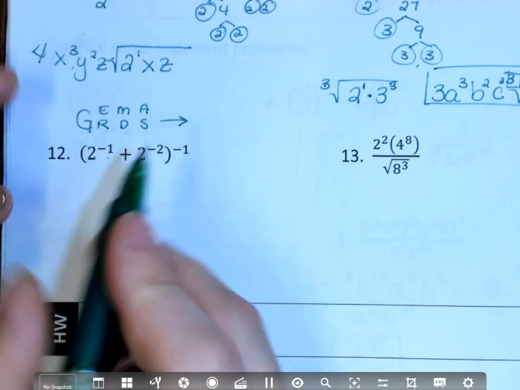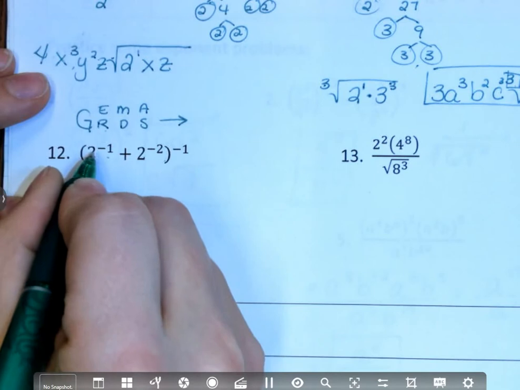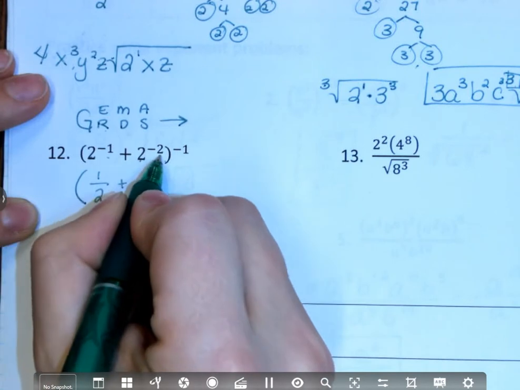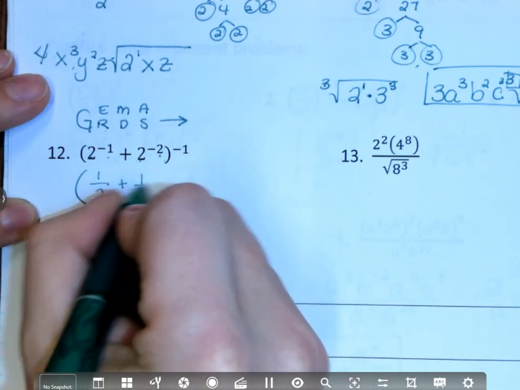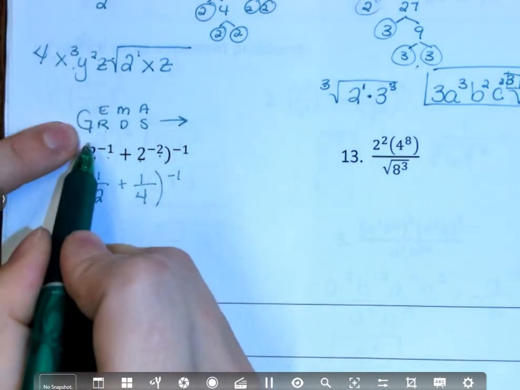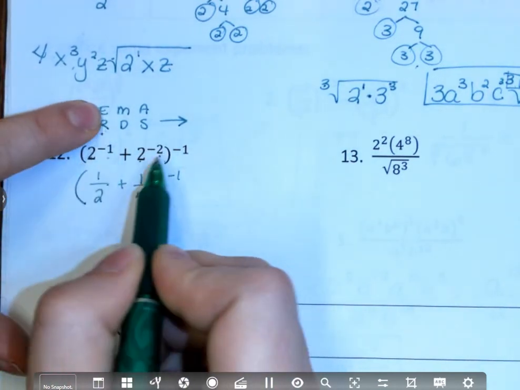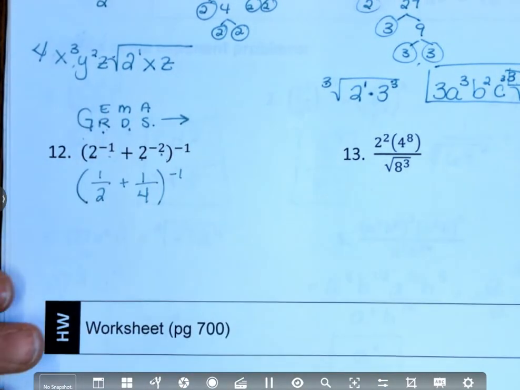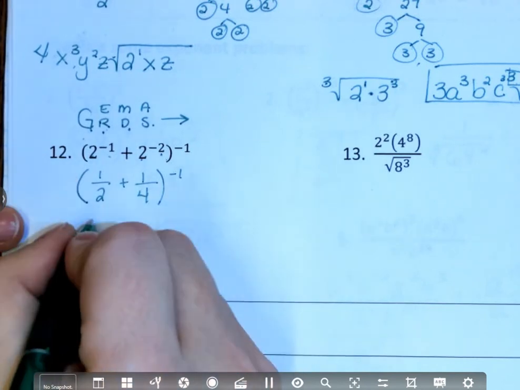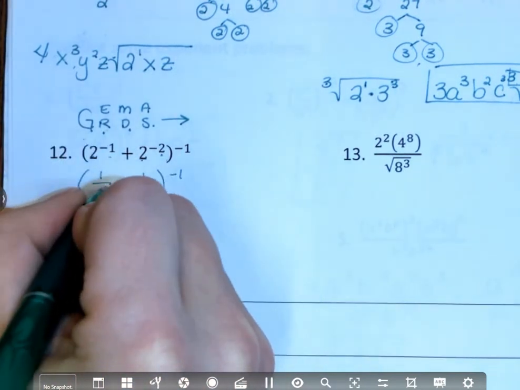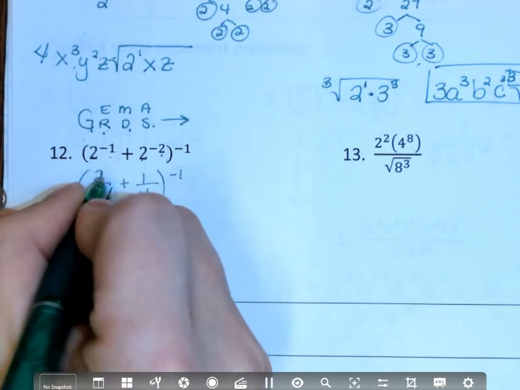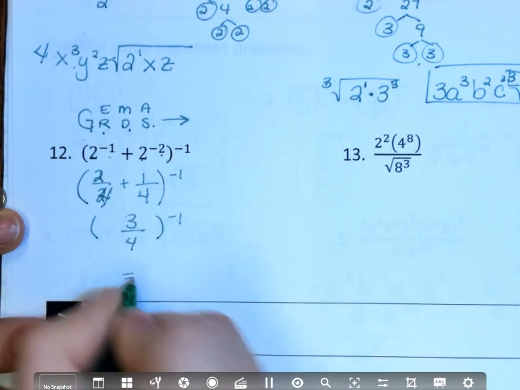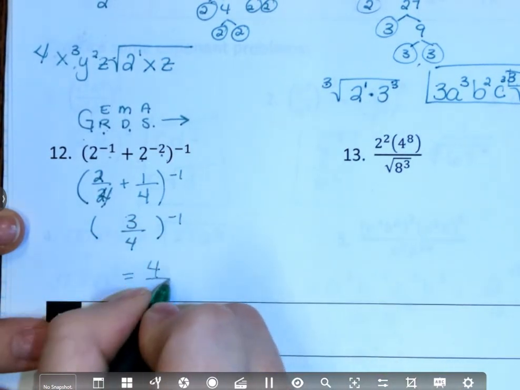So what is 2 to the negative 1? 1/2. Good. What is 2 to the negative 2? 1/4. So I've done my grouping. I've done exponents. There's no multiplication or division. So now I'm going to do addition, subtraction. How do I add those? Common denominator. What would that common denominator be? So that would be how many fourths? 2/4 plus 1/4 gives me 3/4, and 3/4 to the negative 1 power is 4/3.